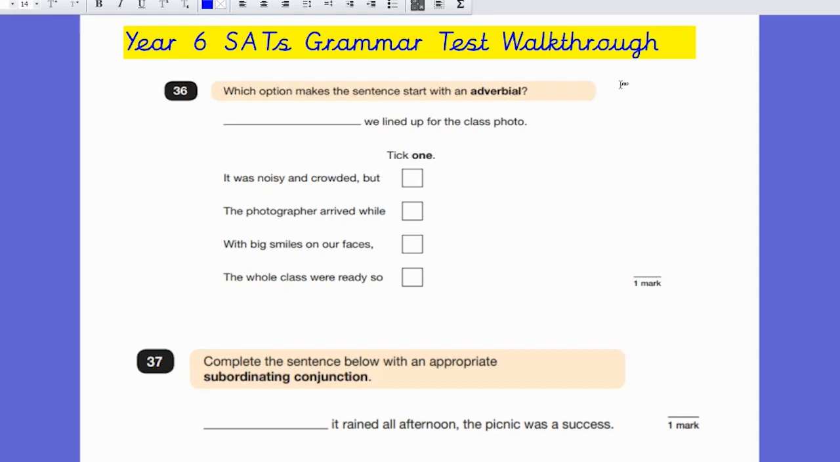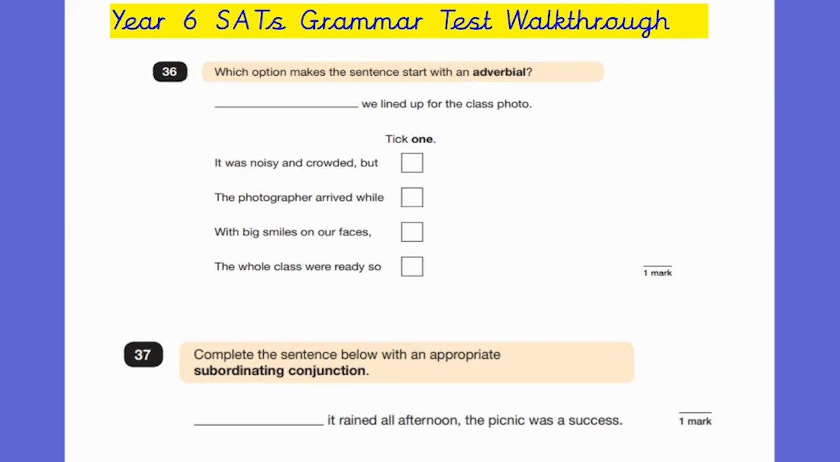Number 36, which option makes the sentence start with an adverbial? So what a fronted adverbial does is it describes the action that follows. So, it was noisy and crowded, but we lined up for the class photo. Well, that's not quite a fronted adverbial, that is a main clause in itself. The photographer arrived while we lined up for the class photo. Again, that's not an adverbial.